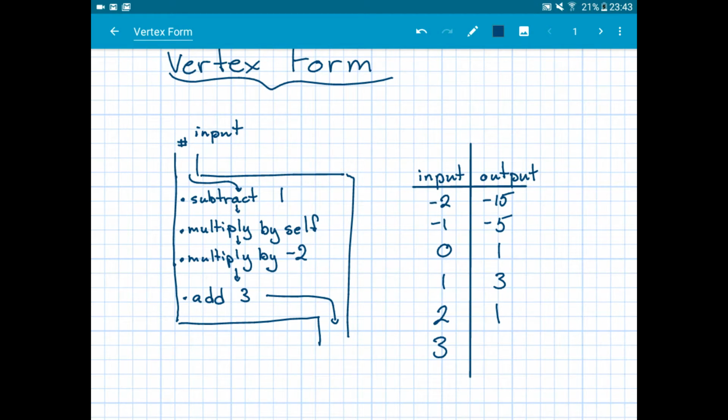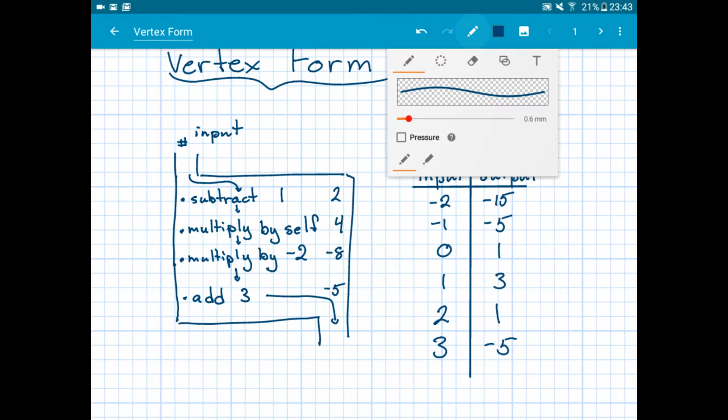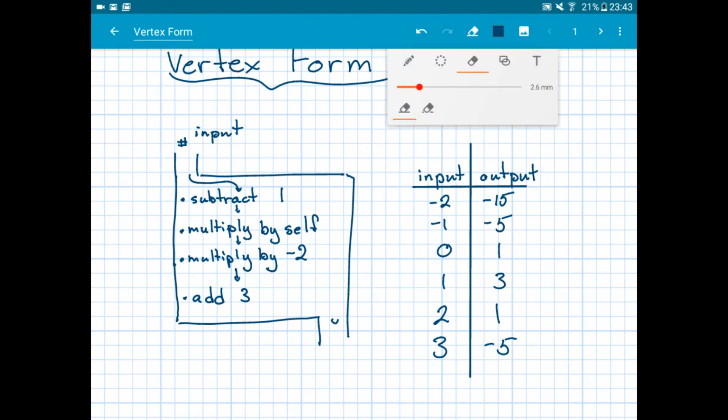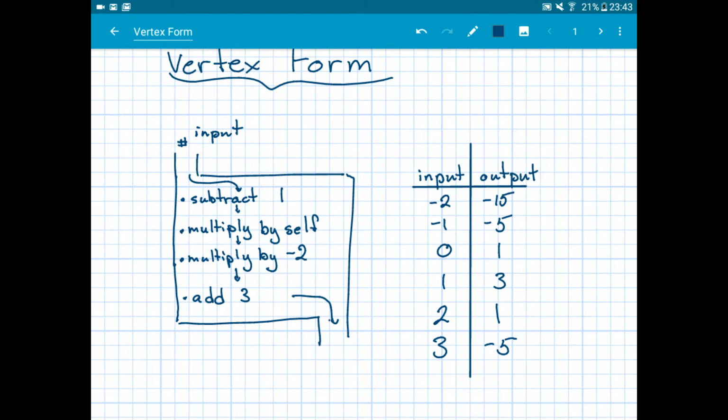So subtract 1 from 3, you get 2. Multiply by itself gives us 4. Multiply that by minus 2 gives us minus 8. And add 3 gives us minus 5. Now, hopefully what you're noticing here is that you have this input-output machine that is giving us a result like we saw before, where this number here, minus 5, is going up to 3 and then back down to minus 5. And that suggests that we have a pattern like we had with standard form.